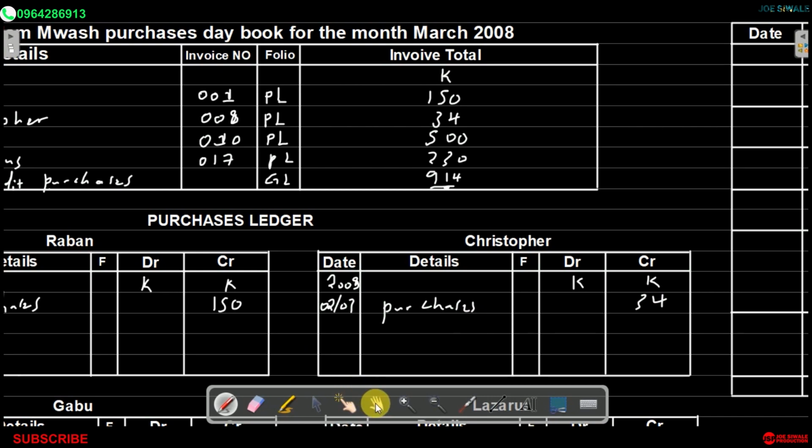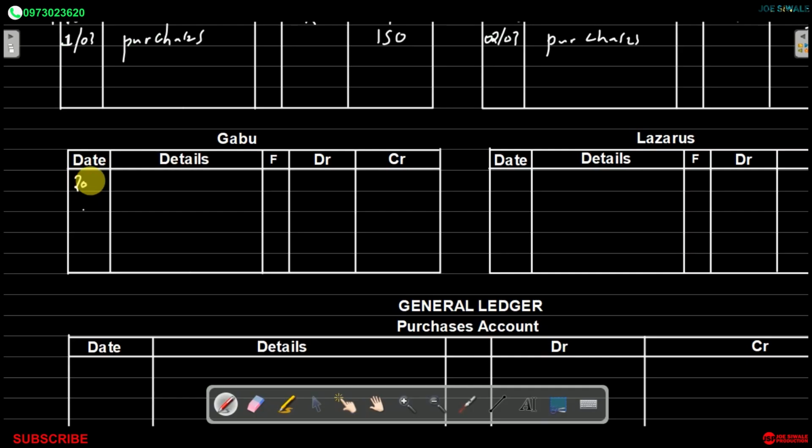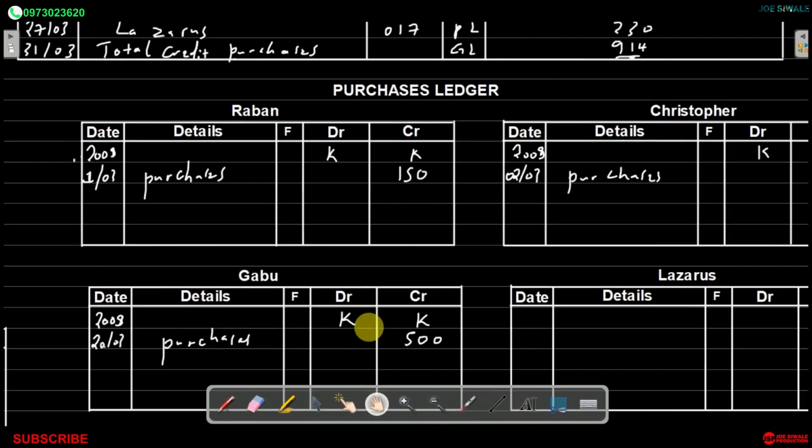Let us go to the next transaction. The next transaction occurred on the 20th of March, and the supplier there was Gabu, and the amount that was involved was 500 kwacha. So let us record our 500 kwacha. We say 20th of March, 2008, purchases, so credit purchases with 500.